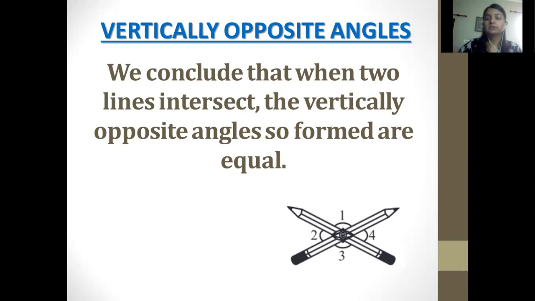So we conclude that two intersecting lines which make vertically opposite angles form equal angles. This is a condition: if we observe that two angles are vertically opposite, then this angle would be equal to this one. Even if I'm broadening it or stretching it, they would still be making opposite angles equal to each other.